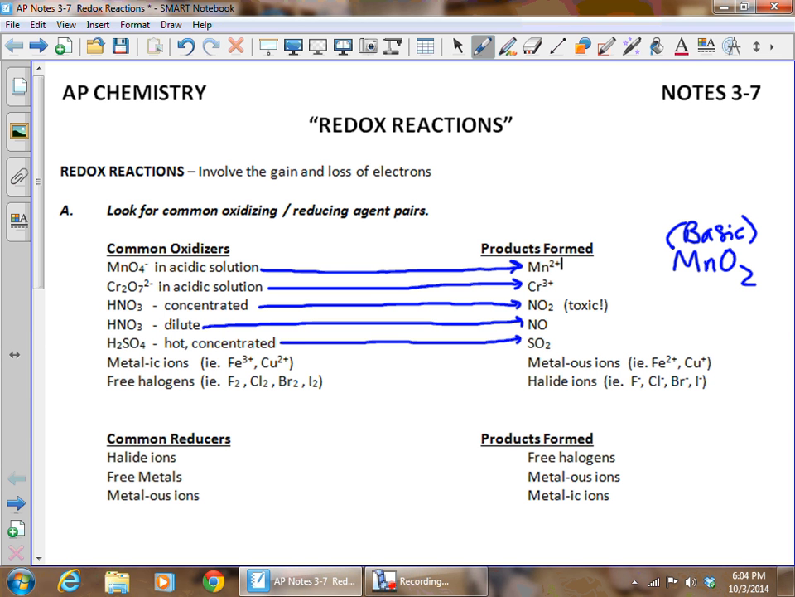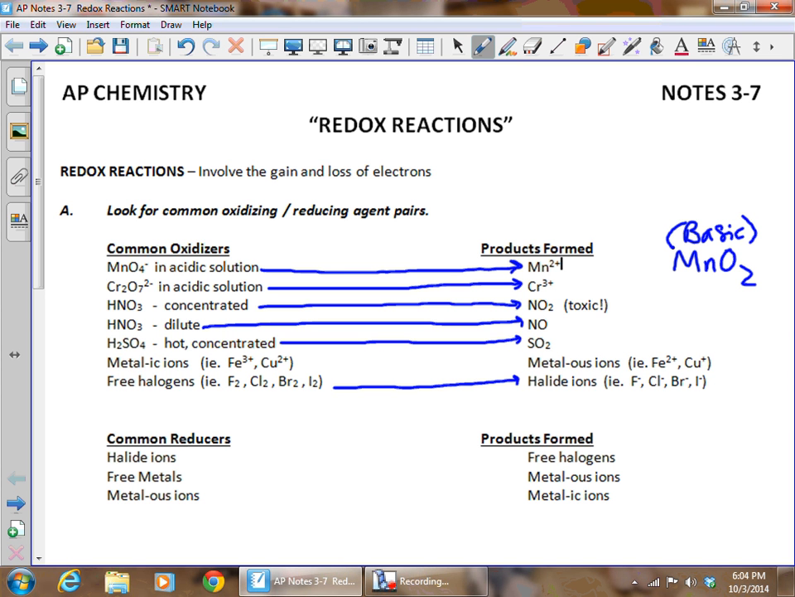Metallic ions will often go to metallous ions. That's why we have to know our common ion charges: Fe3+ down to Fe2+, Cu2+ down to Cu+. Sometimes they'll go all the way down to the free metal when they're being reduced. Free halogens will often get reduced on down to their negative ion state like it shows here. So those are some common things that happen.